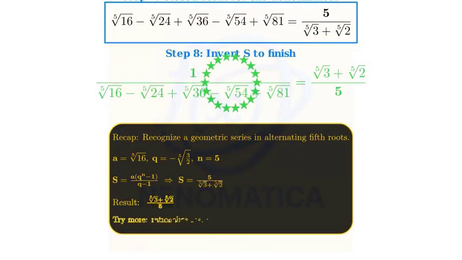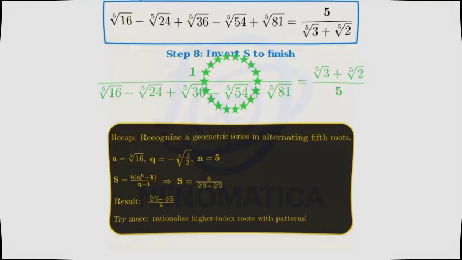Summary: we identified the denominator as a 5-term geometric series with first term fifth root of 16 and common ratio negative fifth root of 3 over 2. Using the series sum formula, we simplified to 5 over fifth root of 3 plus fifth root of 2. Inverting yielded the final answer, fifth root of 3 plus fifth root of 2, over 5. Practice spotting geometric series hidden inside radical sums.